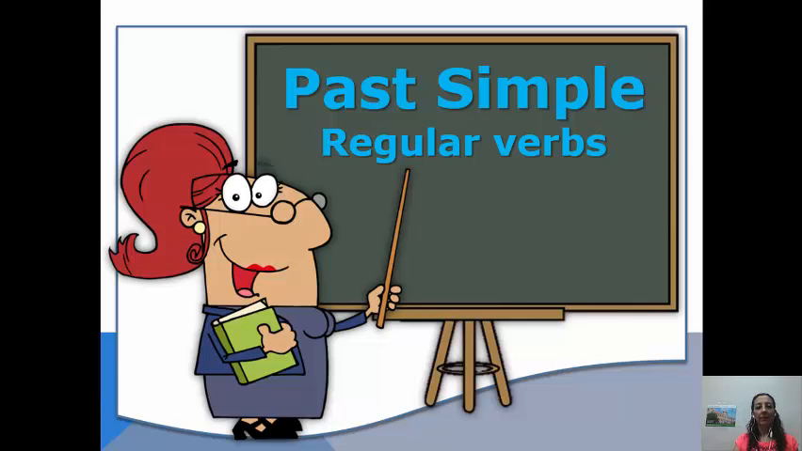Hello girls. Previously, we have revised present simple tense and present continuous tense. Today, we have to revise the past simple tense. In the past simple, we have two types of verbs, regular verbs and irregular verbs. Let's start.